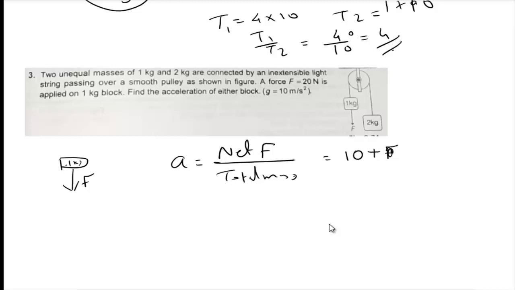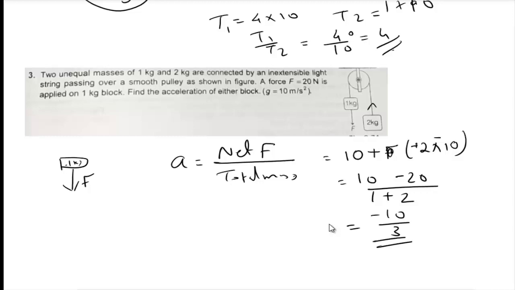Then the 2 kilogram. From the 2 kilogram the force will be acting in the upward direction, because when we are pulling one side downwards, the other will be moving in the upward direction. Therefore, it is 2 into minus 10, not minus 2, 2 into minus 10 we need to consider. So here 10 minus 20 divided by the total mass, 1 plus 2, 3, right? So here it is minus 10 divided by 3 meter per second square. This will be the acceleration acting on it.